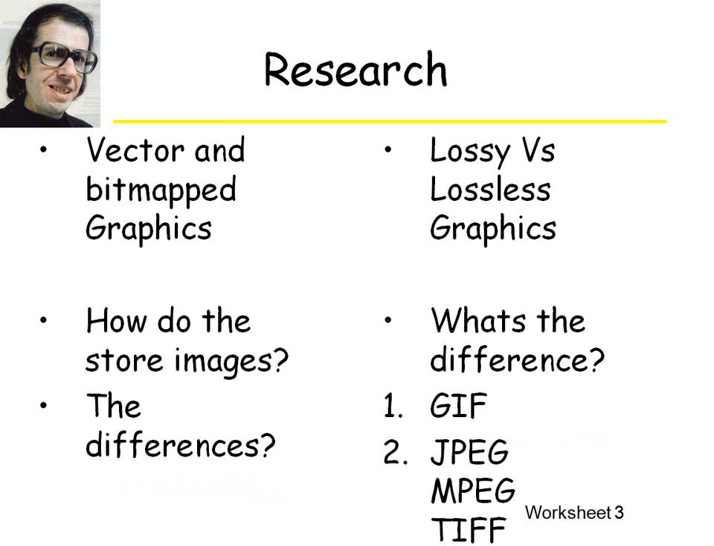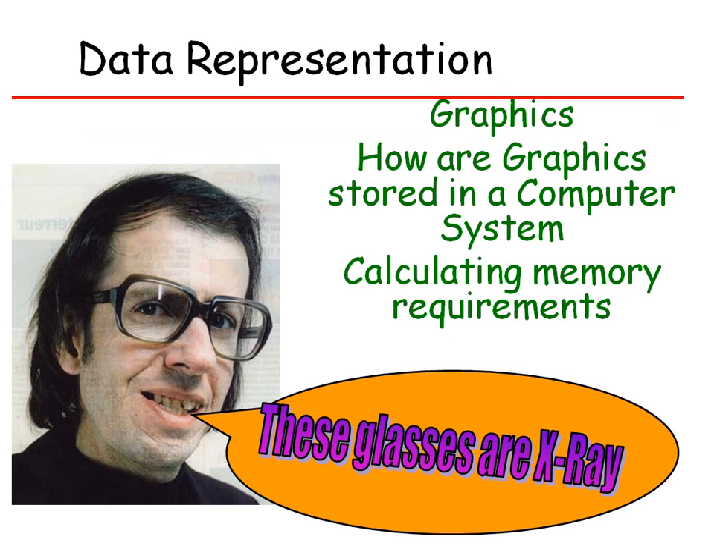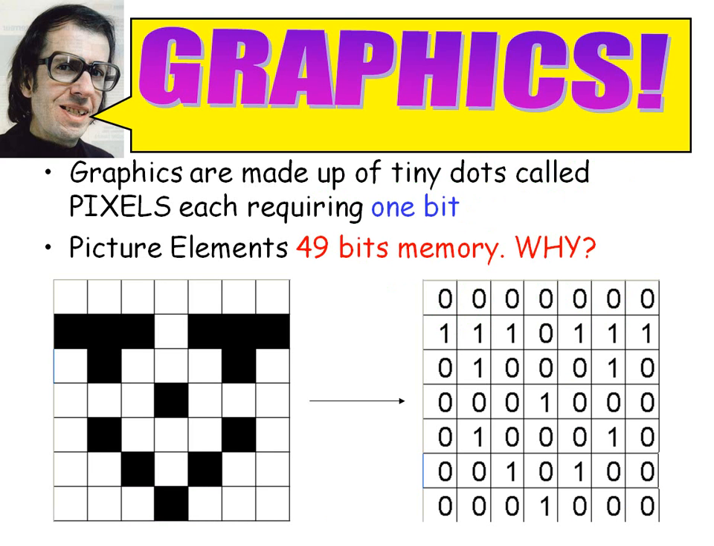Next and last wee piece, we're going to have a look at vector and bitmap graphics, how they both store the images, the difference between them, what is compression, why we use compression, and the difference between lossy and lossless graphics compression techniques. So, the first one that we're looking at is this bitmap image.